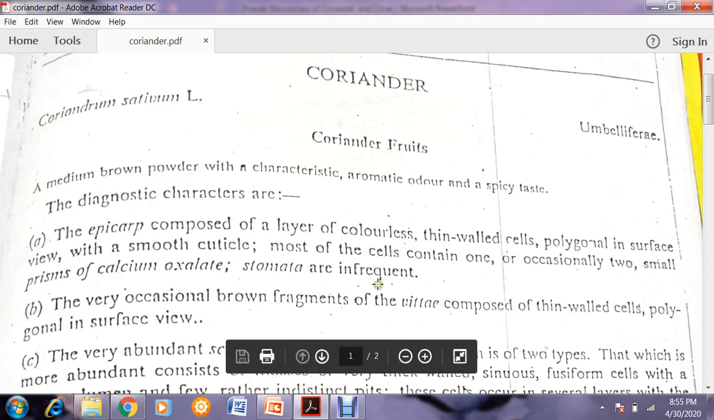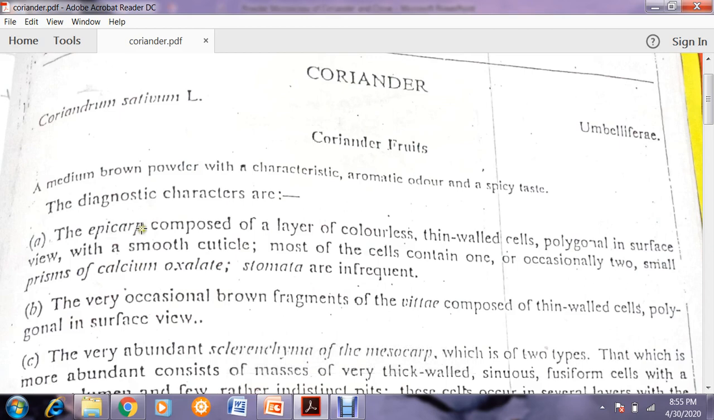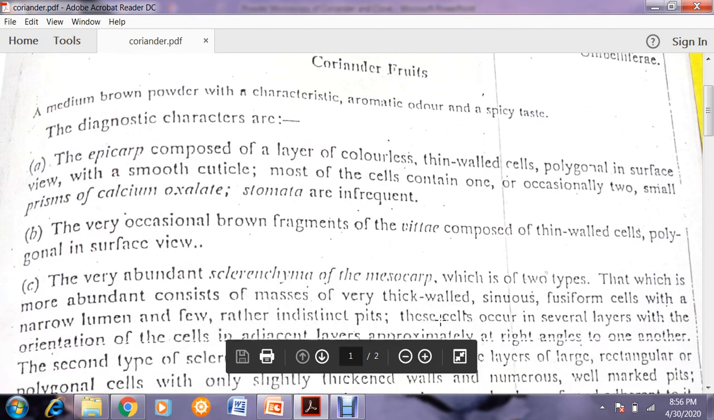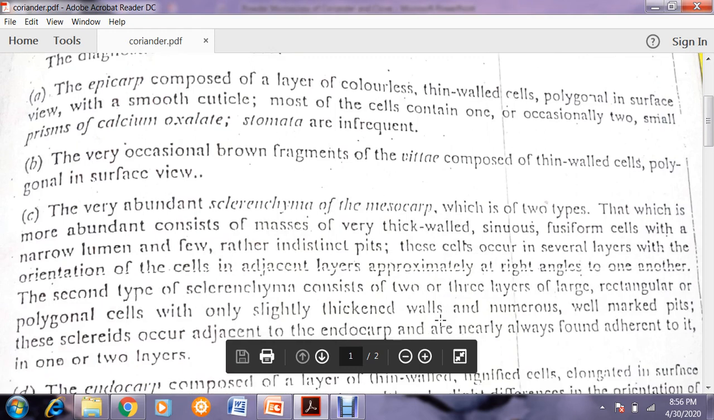Stomata are infrequent. So epicarp contains cuticle, prisms of calcium oxalate. Okay, and stomata are also present, but infrequent. Then very occasional brown fragments of testa composed of thin walled cells, polygonal in surface view. So the second thing is testa cells.